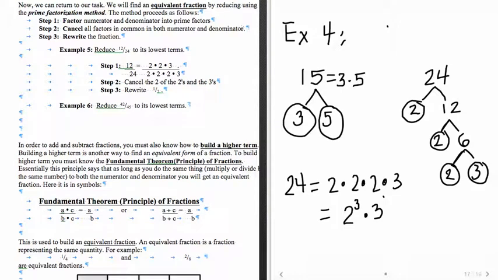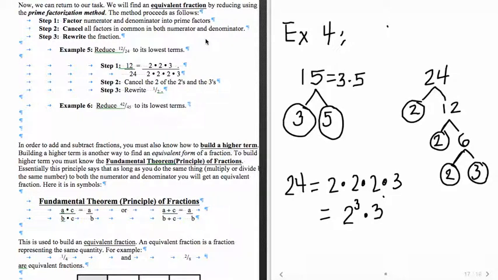This is section 2.1 or 2.2 continued. This time we're talking about reducing a fraction using the prime factorization method. So we're creating equivalent fractions by reducing, and we're using prime factorization that we just showed in our last lecture.